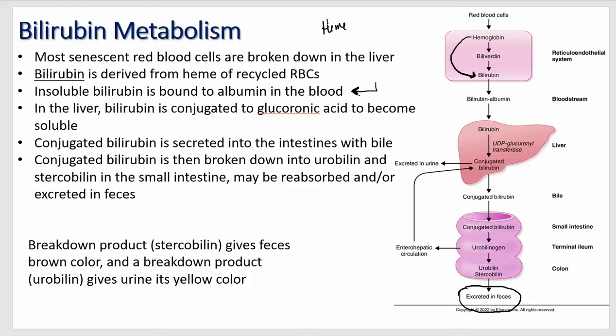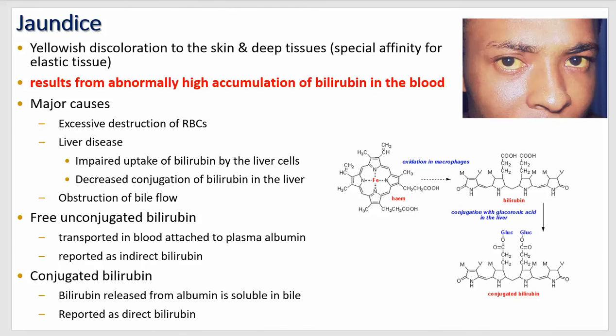Okay, so the important parts of this pathway is what I just kind of explained. It's really about unconjugated bilirubin is in the body, stuck to the protein albumin, and the conjugated is what is excreted.